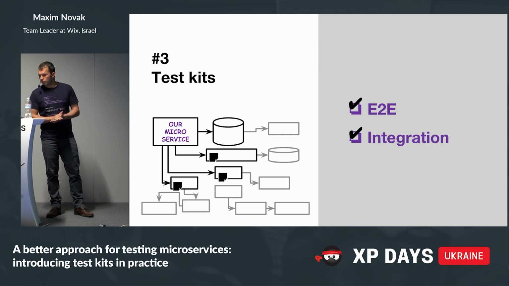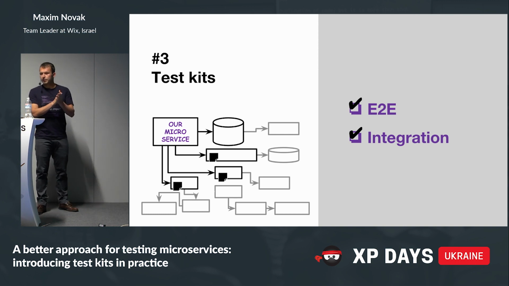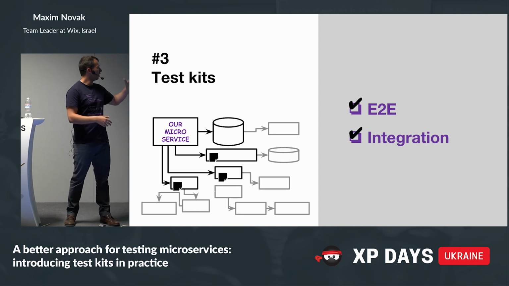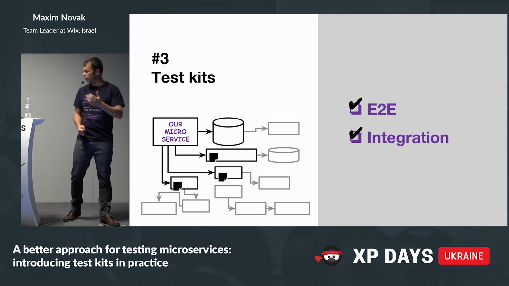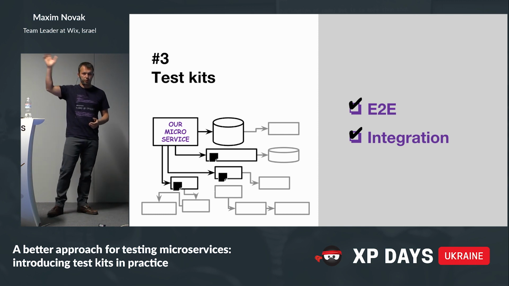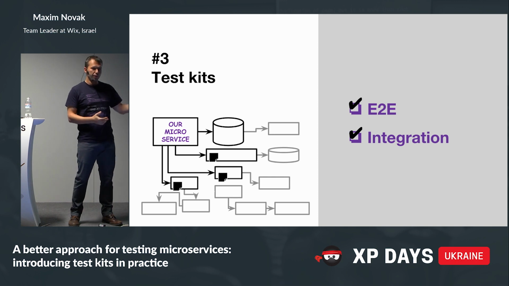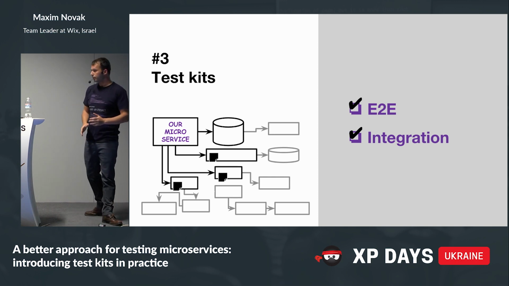So just to wrap up, I think we got it, right? We have what we want. Our end-to-end works well. Our integration works well. We have really high confidence in what we are doing. We know that when we go to production, it will just work.